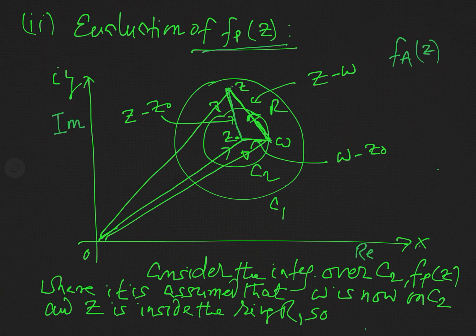This will be actually modulus of z minus z naught. Modulus of z minus z naught. And in vector form we can write it that this is Oz minus Oz naught, and that will be z minus z naught. And again the length of the line joining the point z equal to z and z equal to w, see this figure, this will be actually modulus of z minus w.